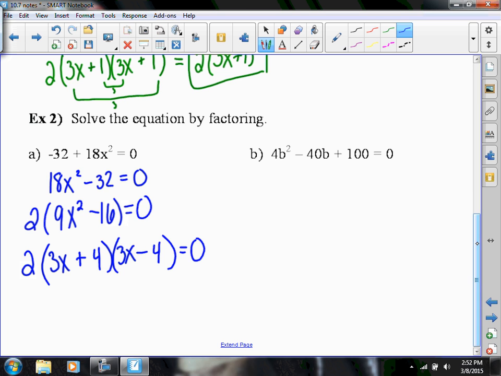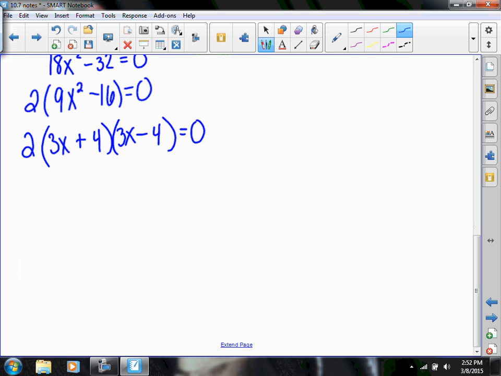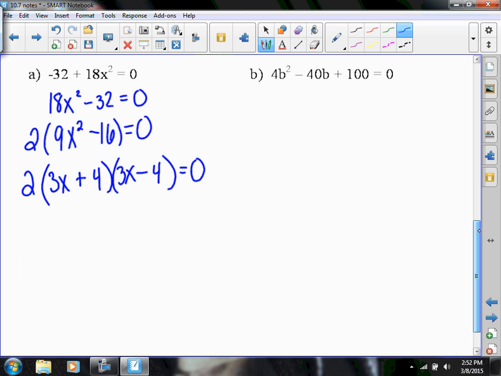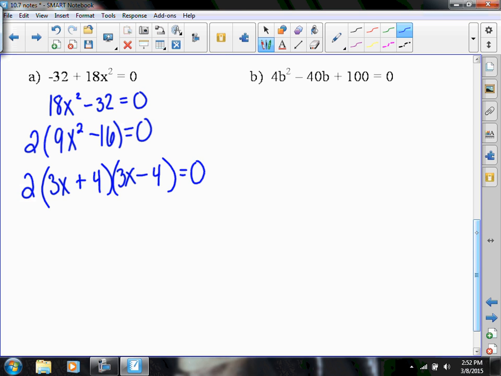Now, if I'm solving this, I have to set each little greatest common factor or group of parentheses equal to 0. So I'd have to set 2 equal to 0, and the 3x plus 4 equal to 0, and the other 3x minus 4. Let me erase that. Equal to 0.